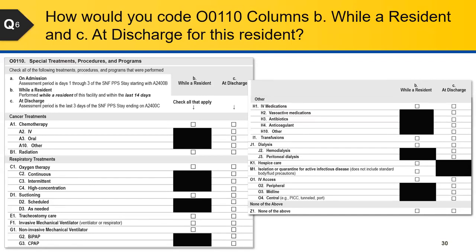There's a lot to check off here, so I can see a lot of answers coming in the chat.